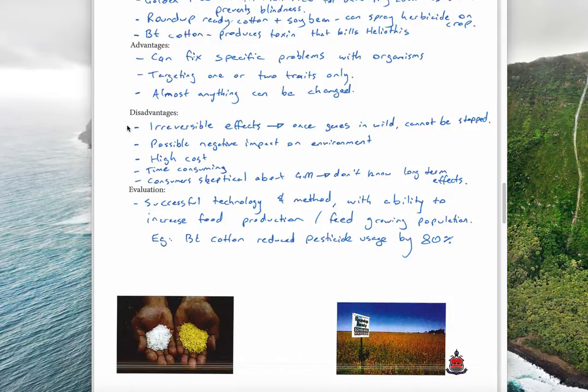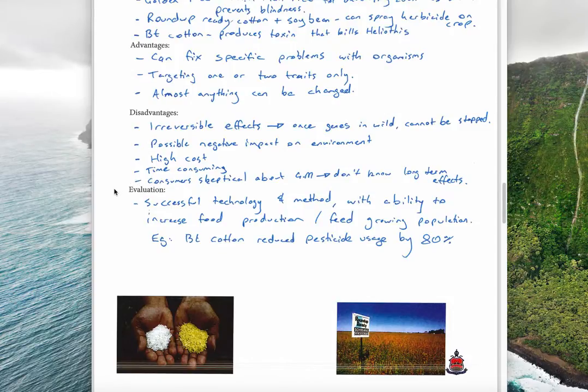The disadvantages are there's irreversible effects. So once genes get out into the wild, they can't be stopped. We have possible negative impact on the environment. High cost, meaning the farmers have to get a better return on it. It's time consuming, and then the big one here is consumers are skeptical about genetic modification. They don't know the long-term effects, so a lot of people just won't. If they find out that something's genetically modified, they'll steer clear of it. So that's an important point there, the last one.